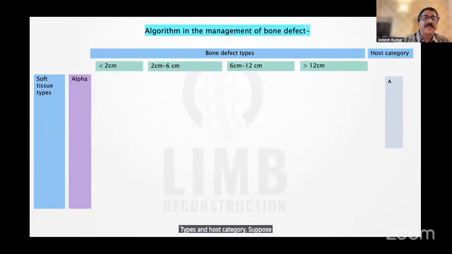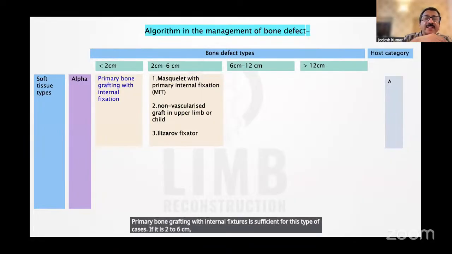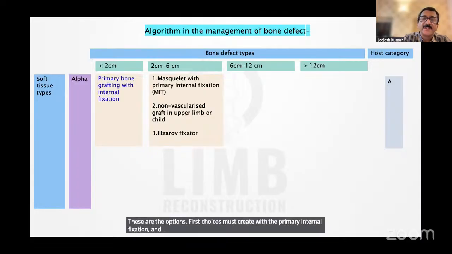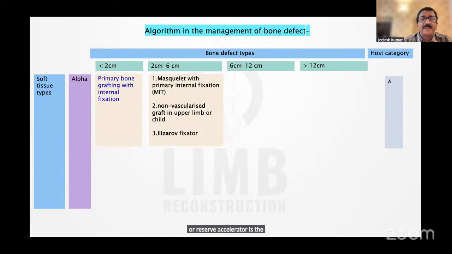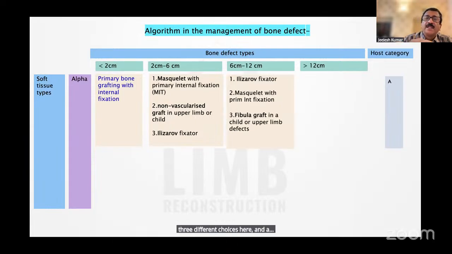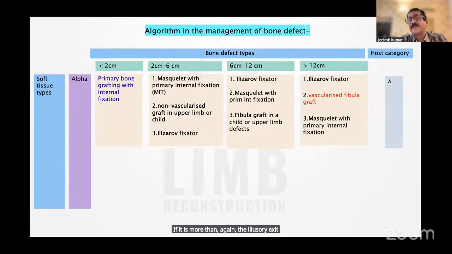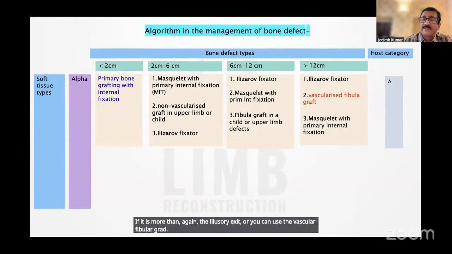Suppose the patient is having alpha soft tissue defect and host type is A, and if the bone defect is less than 2 centimeter, then primary bone grafting with internal fixation is sufficient for this type of cases. If it is 2 to 6 centimeter, these are the options. First choice is masquelet with the primary internal fixation, and non-vascularized graft or Ilizarov fixator are the 3 different choices here. And if it is 6 to 12, the first choice is Ilizarov fixator, then you have the masquelet or fibular graft. If it is more than that, again the Ilizarov fixator, or you can use vascularized fibular graft or masquelet technique with internal fixation.